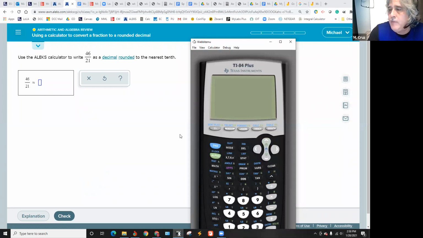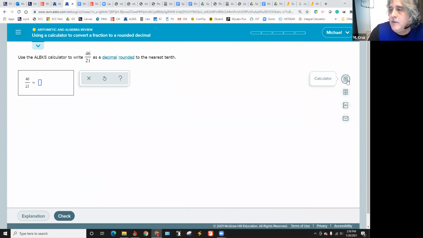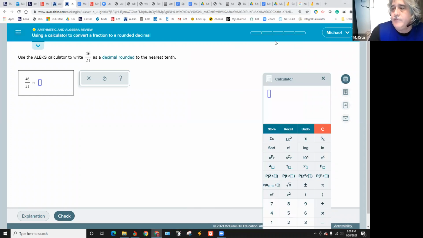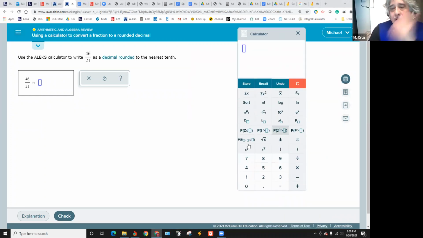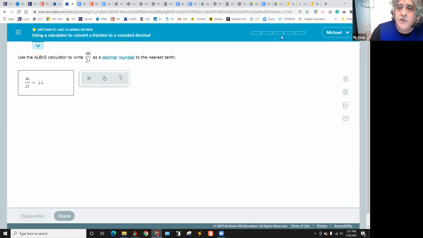Well, you know what? There's a calculator over here. This calculator. I don't know how you get rid of that little bar for the zoom. So round to the nearest tenth. So this is tenth, so that's 2.2. See, and it's going to go back through the same thing.